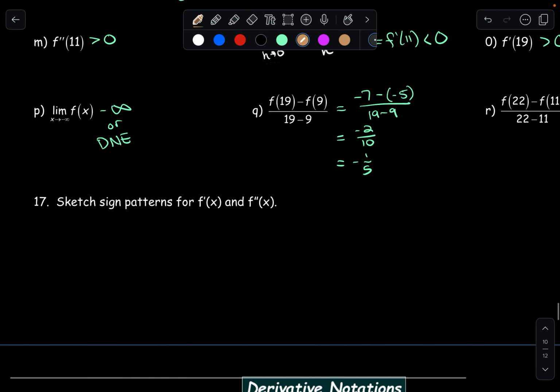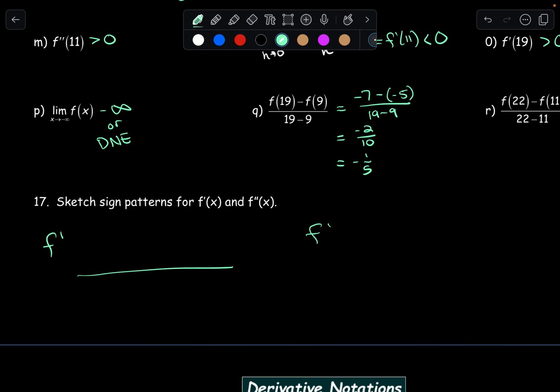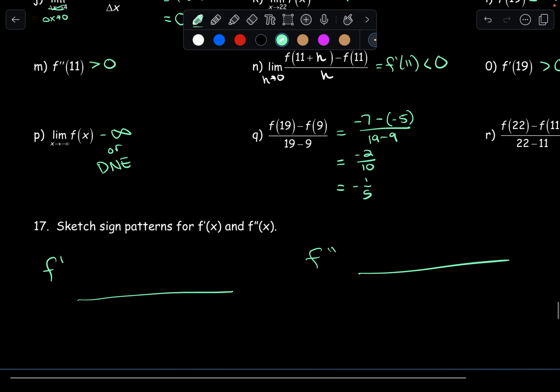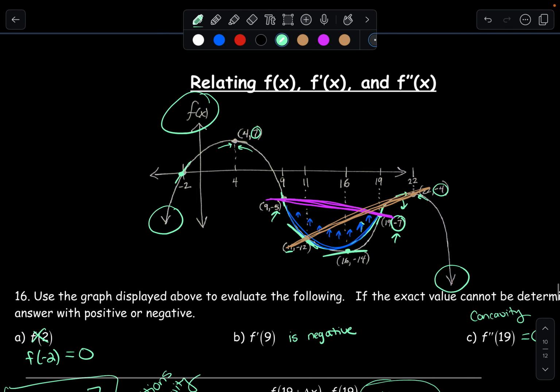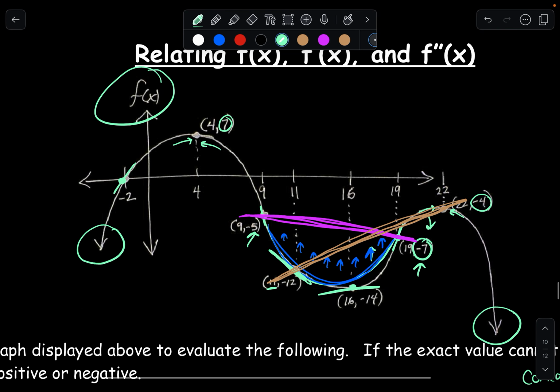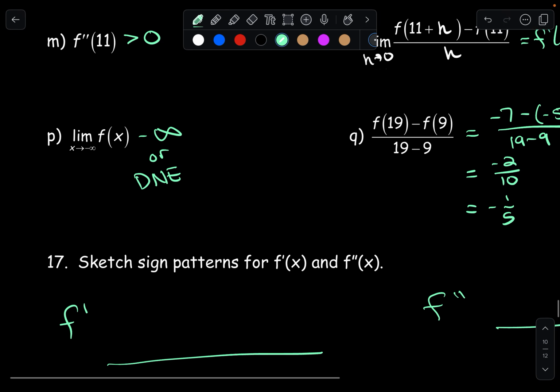All right, so 17 says, sketch a sign pattern for f prime of x and for f double prime. So for f prime, we want to look at increasing versus decreasing, since this is a graph of f of x. So if I look at this, I can see that from negative infinity to 4, my graph is increasing. Therefore, the slope is positive. So I'm going to go ahead and put a plus to 4.